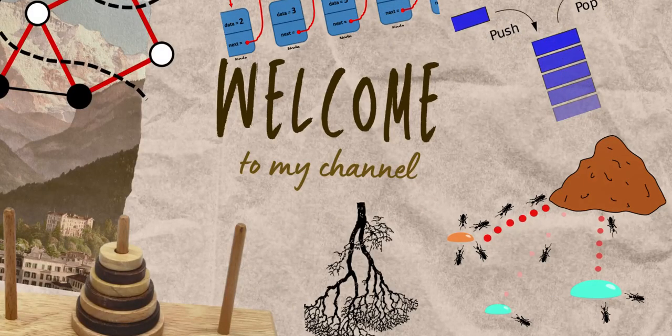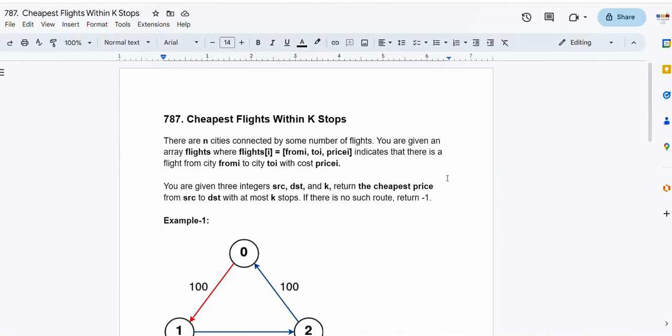In this video lecture, we'll be solving this problem, cheapest flights within K stops. So we're given n cities connected by some number of flights. We have solved this problem using the BFS approach in the previous video. I'll attach the link to that video in the description below, so make sure to check it out. So in this problem, we're given n cities which are connected by some number of flights.